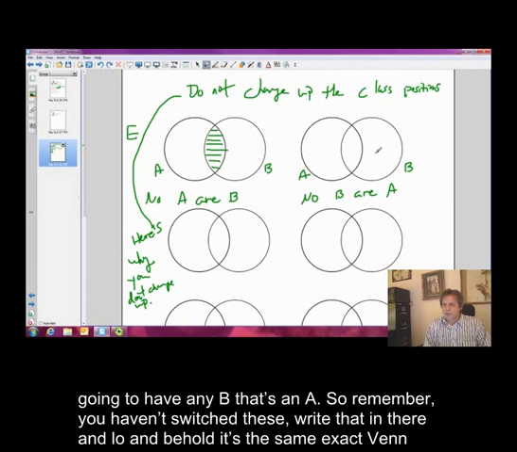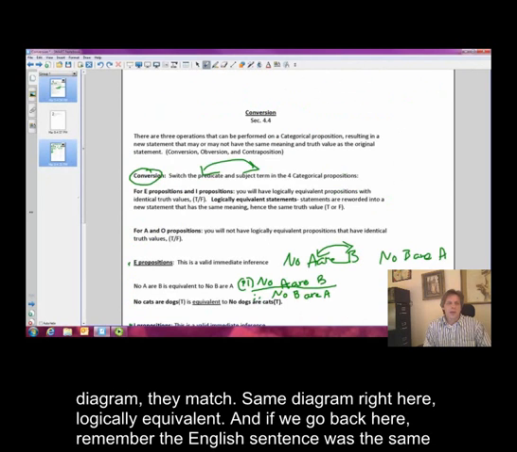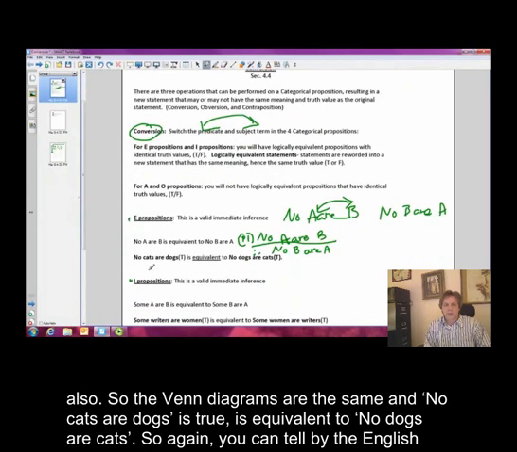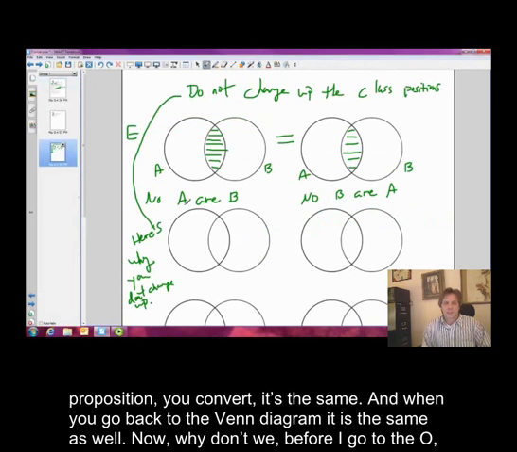Remember, you haven't switched these. You write that in there. And lo and behold, it's the same exact Venn diagram. They match. Same diagram, right here, logically equivalent. And if we go back here, remember, the English sentence was the same also. So the Venn diagrams are the same, and no cats are dogs is equivalent to no dogs are cats. You can tell by the English propositions, and when you go back to the Venn diagram, it is the same as well.